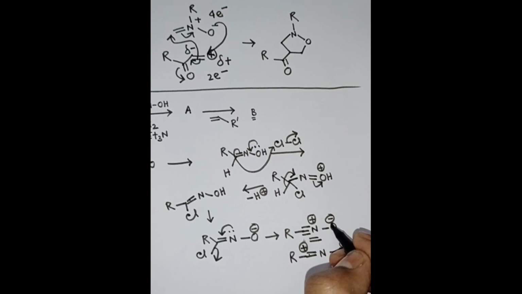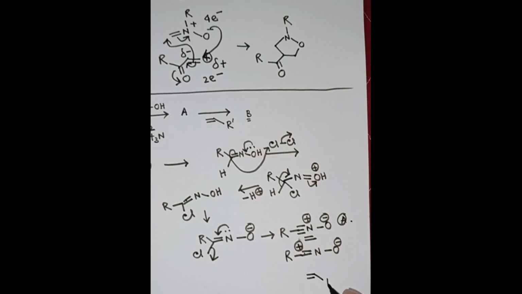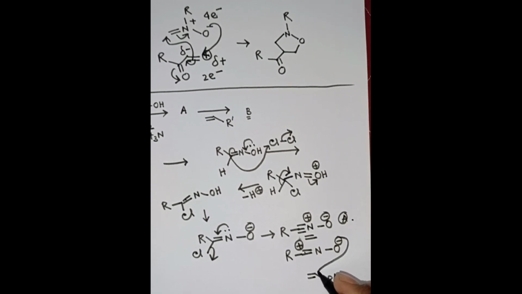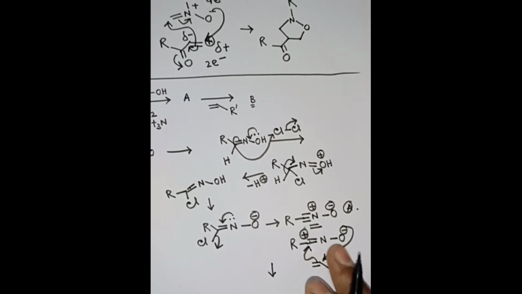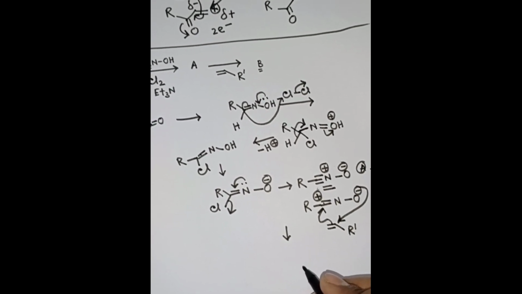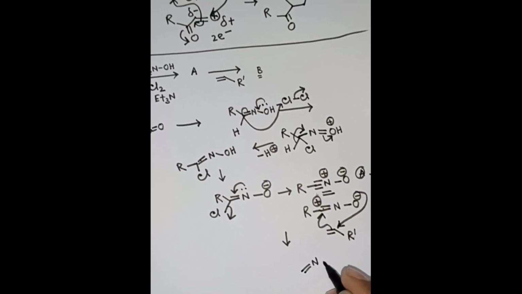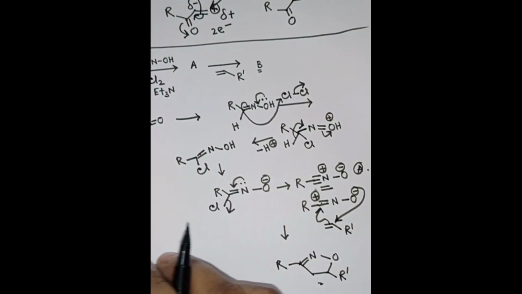Now, so this is A and this dipolarophile is present. So the same reaction will take place. This will attack here and this bond will go here. So we will get this product. And here you can see I have not mentioned the stereochemistry.